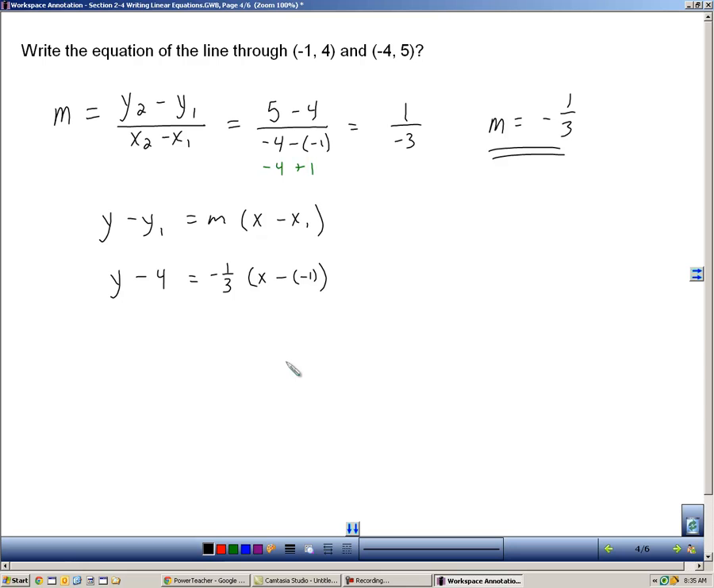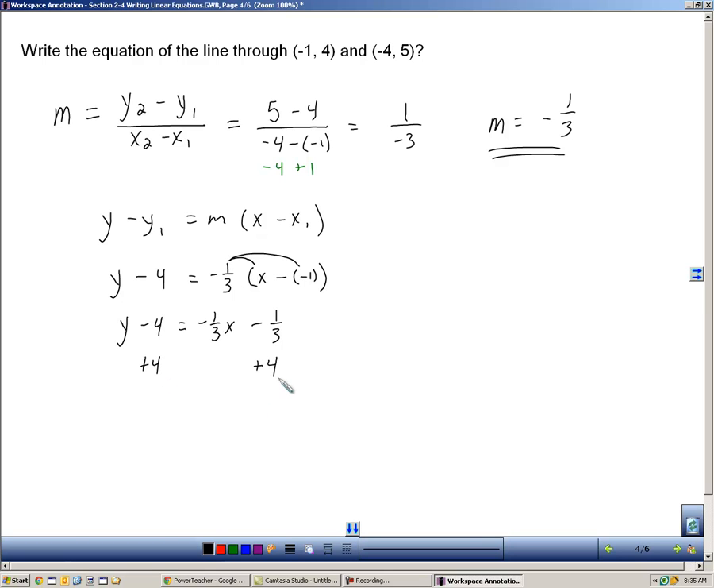Now, there is some simplification that needs to happen here. I'm going to make this y minus 4 equals negative 1/3 x. I'm distributing now. This is going to be a plus 1 because minus a negative is a plus, but then I'm going to multiply that plus 1 by a negative 1/3. So this will be a minus 1/3. Now, because typically when we are asked to write an equation, we want it in slope-intercept form, I want to isolate the y, so I'm going to bring the 4 over.